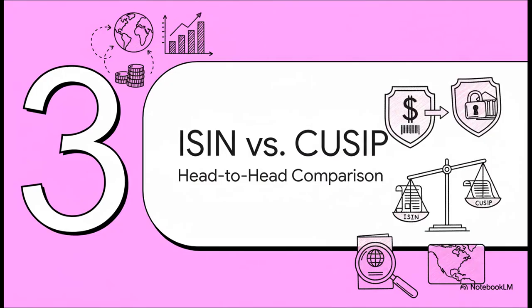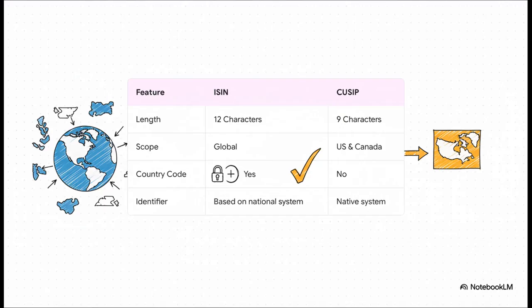Okay, so now that we've taken both of them apart, let's put them side by side. Seeing them together really clarifies their relationship and their different roles in the financial world. This table really nails the key differences. Notice the scope. ISIN is global, while CUSIP is mainly for the US and Canada. The way the ISIN achieves this global reach is by essentially wrapping a country code around the local system, like a CUSIP, and then adding its own check digit. It's really the difference between a national ID and an international passport.